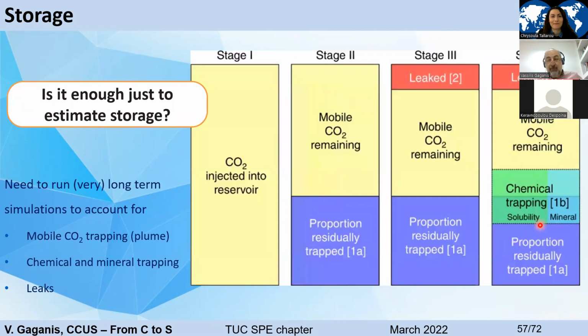So are people really considering all those facts? Well, I can assure you that they do. For example, there have been studies where they divide the expected future of the aquifer into stages. Stage one is the early days of the life of the reservoir, when CO2 is just injected. In stage two, some of that will have already been trapped. Later on, they also consider even leakage. And at the end of the day, they also consider chemical trapping by solubility or by mineralization.